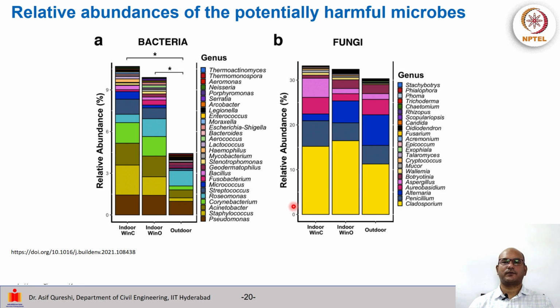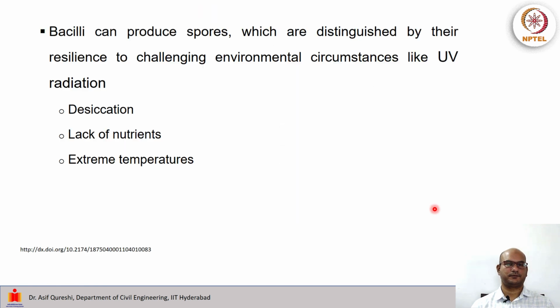We also have different fungi. So Cladosporium, Penicillium, which seem to be quite major indoors and outdoors, and then the other fungi. So in terms of detection, we have a number of genus that can be detected, and they are present in variable amounts indoors and outdoors.